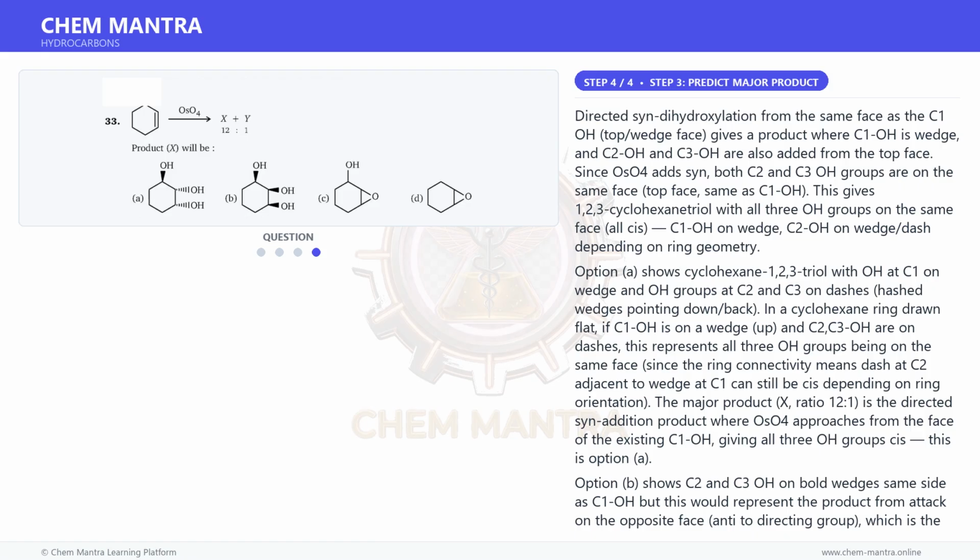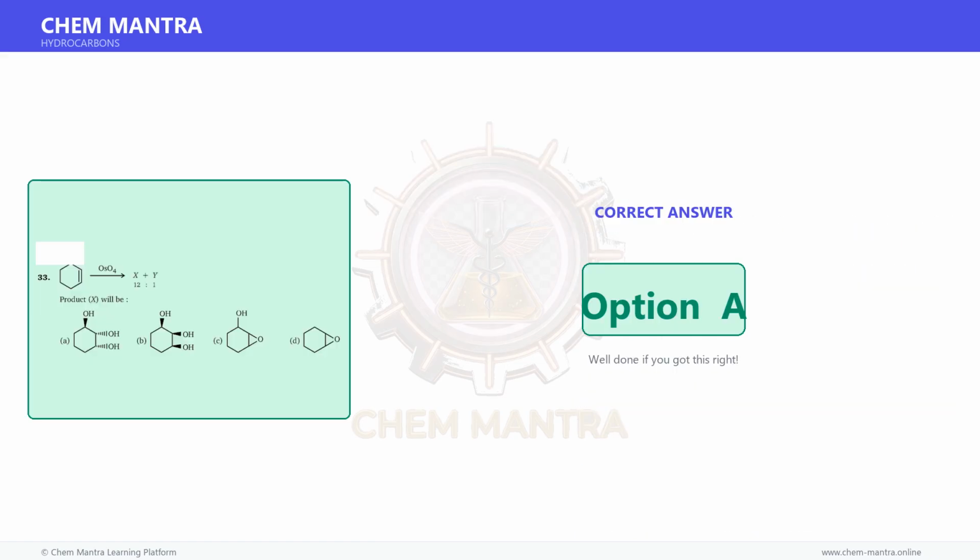This is option A. Option B shows C2 and C3 OH on bold wedges, same side as C1 OH, but this would represent the product from attack on the opposite face, anti to the directing group, which is the minor product Y. Option C shows an epoxide with OH, not a dihydroxylation product. Option D shows a simple epoxide without OH, not a dihydroxylation product, and OsO4 does not form epoxides. Therefore, the correct answer is option A.